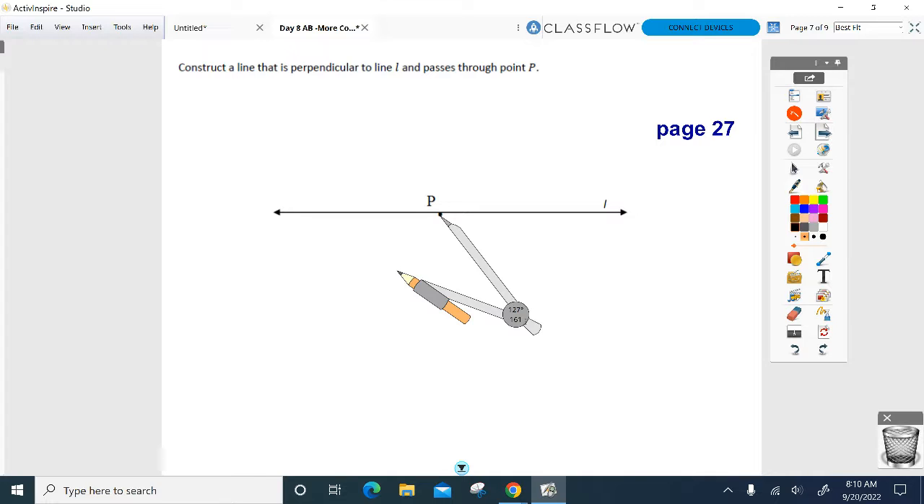So intersect the line twice, open up your compass slightly wider, and then go from those two points of intersection. So hit line L twice, open up your compass slightly wider, and then go from each point of intersection. You can do it above or below the line, it doesn't matter. Just make sure those last two arcs intersect each other.